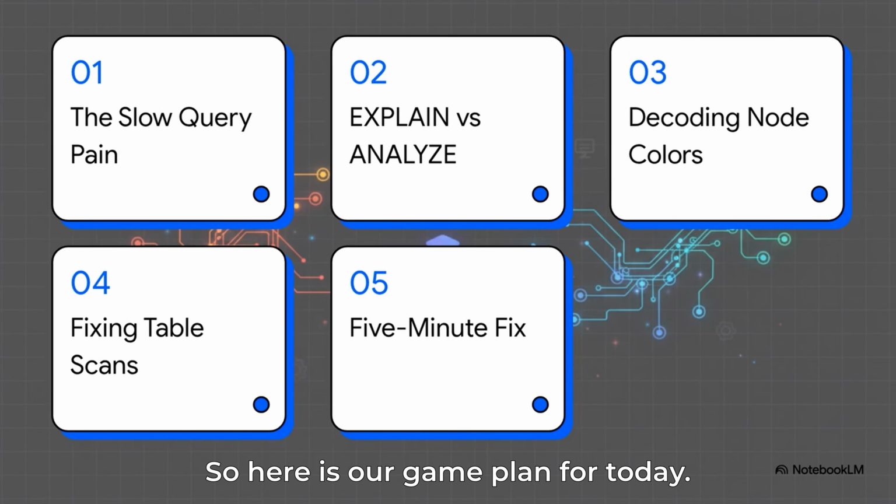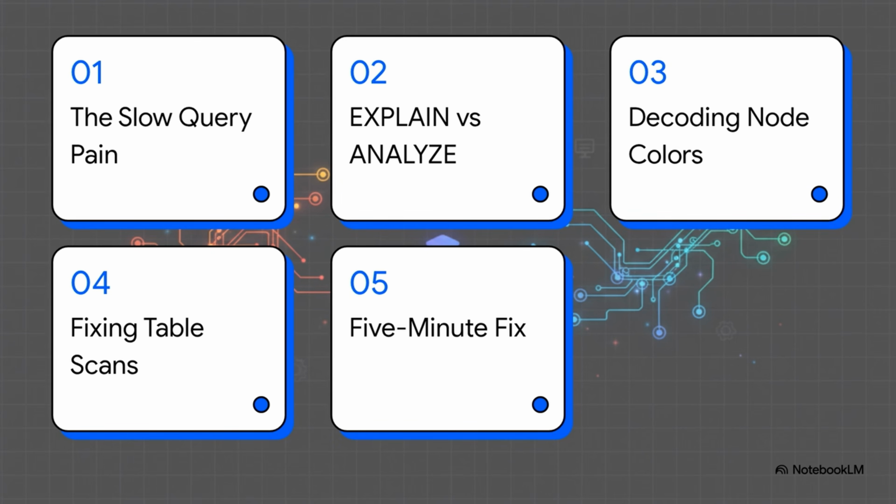So here's our game plan for today. We'll quickly run through Section 1, the slow query pane, Section 2, explain versus explain analyze, Section 3, decoding visual explain colors, Section 4, fixing full table scans, and finally, Section 5, the 5-minute support fix.